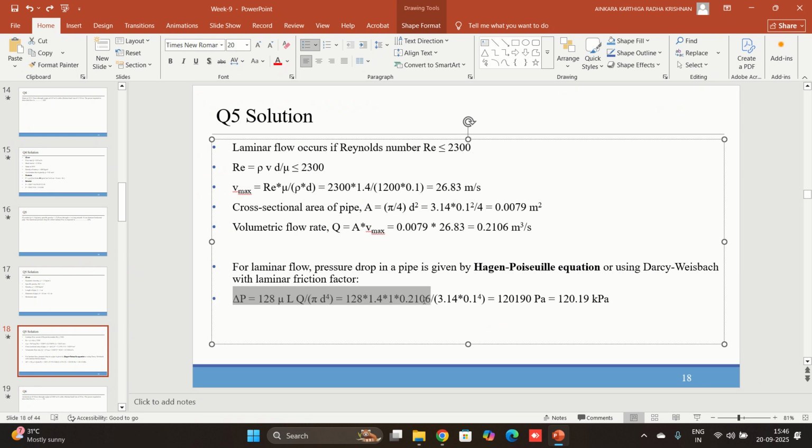After knowing the volumetric flow rate, we can substitute in the pressure drop formula, and we can get the final solution. So these are the main problems. Now we will move to other problems and see them.